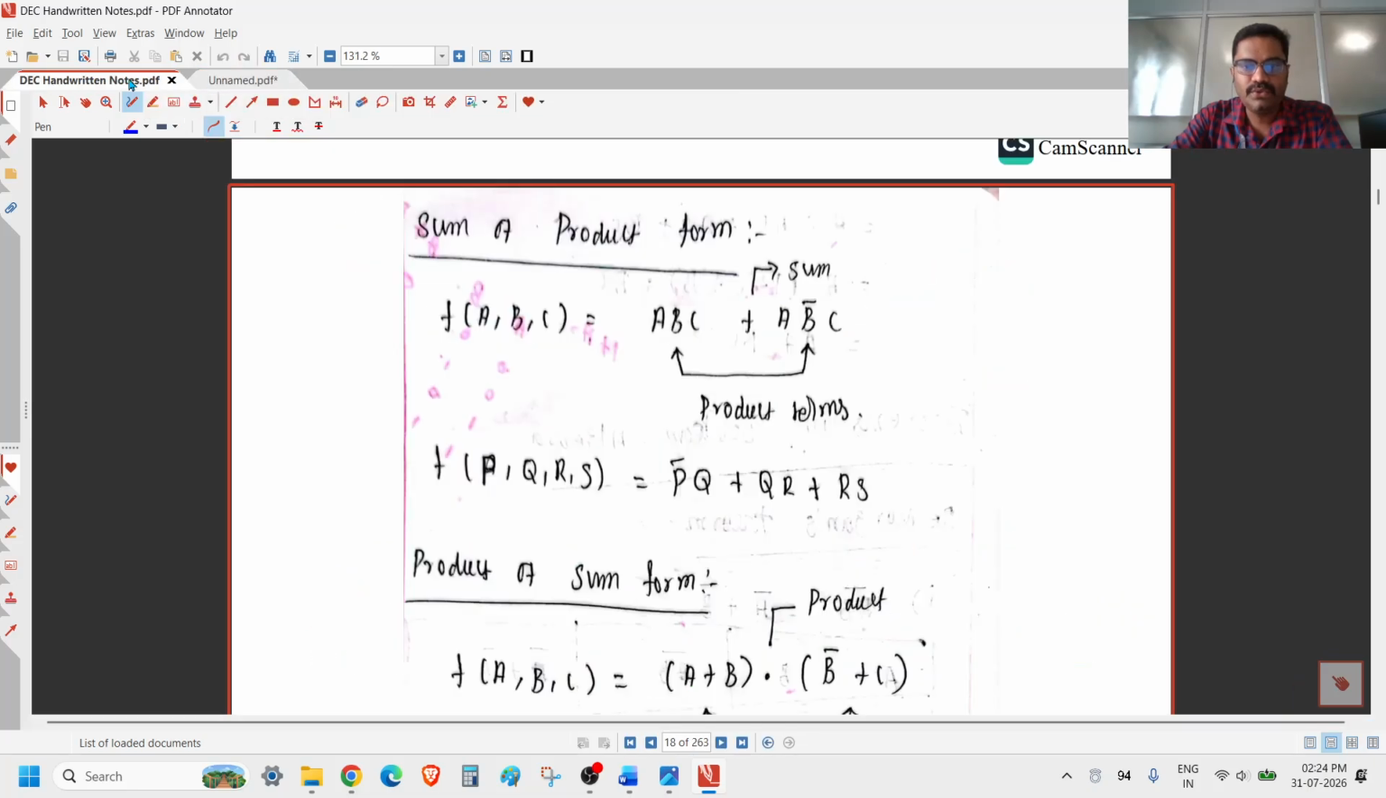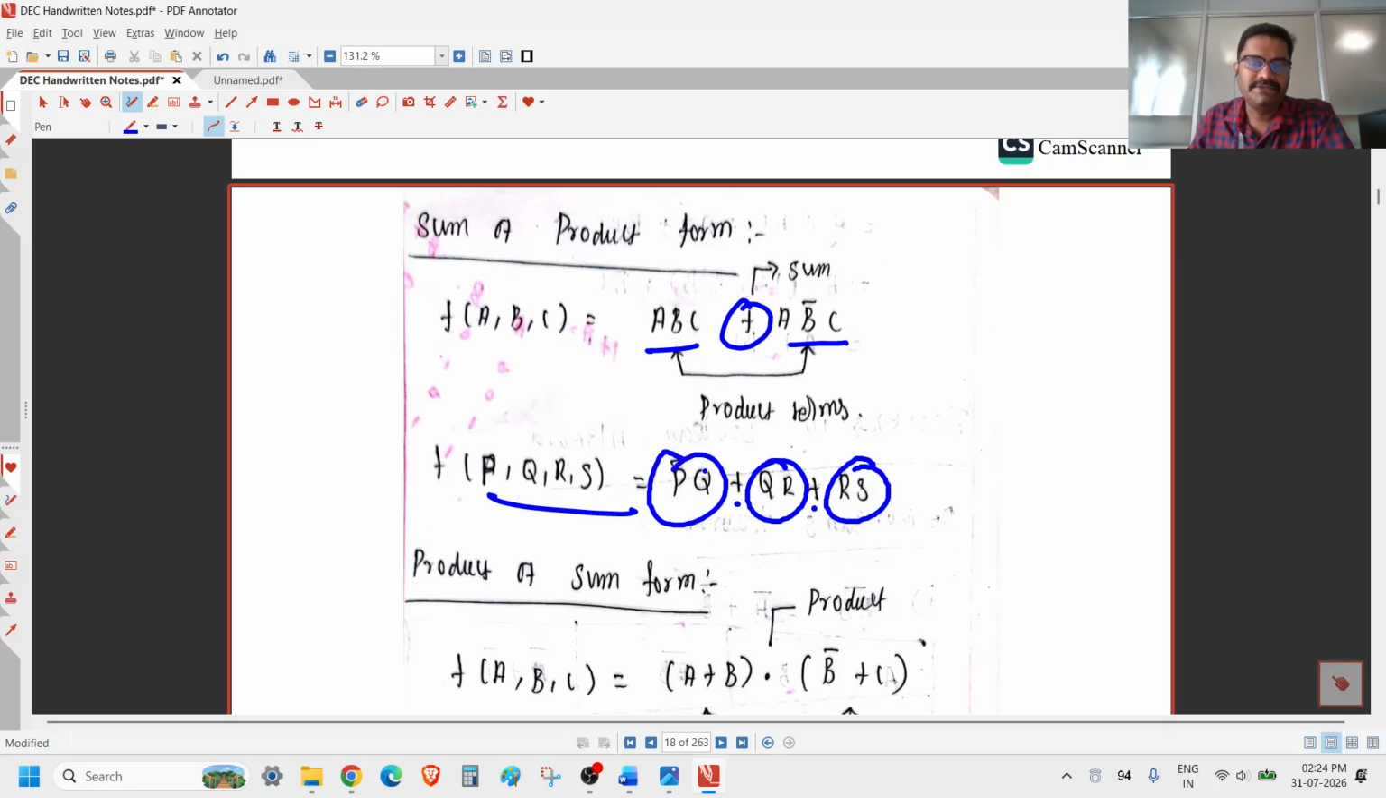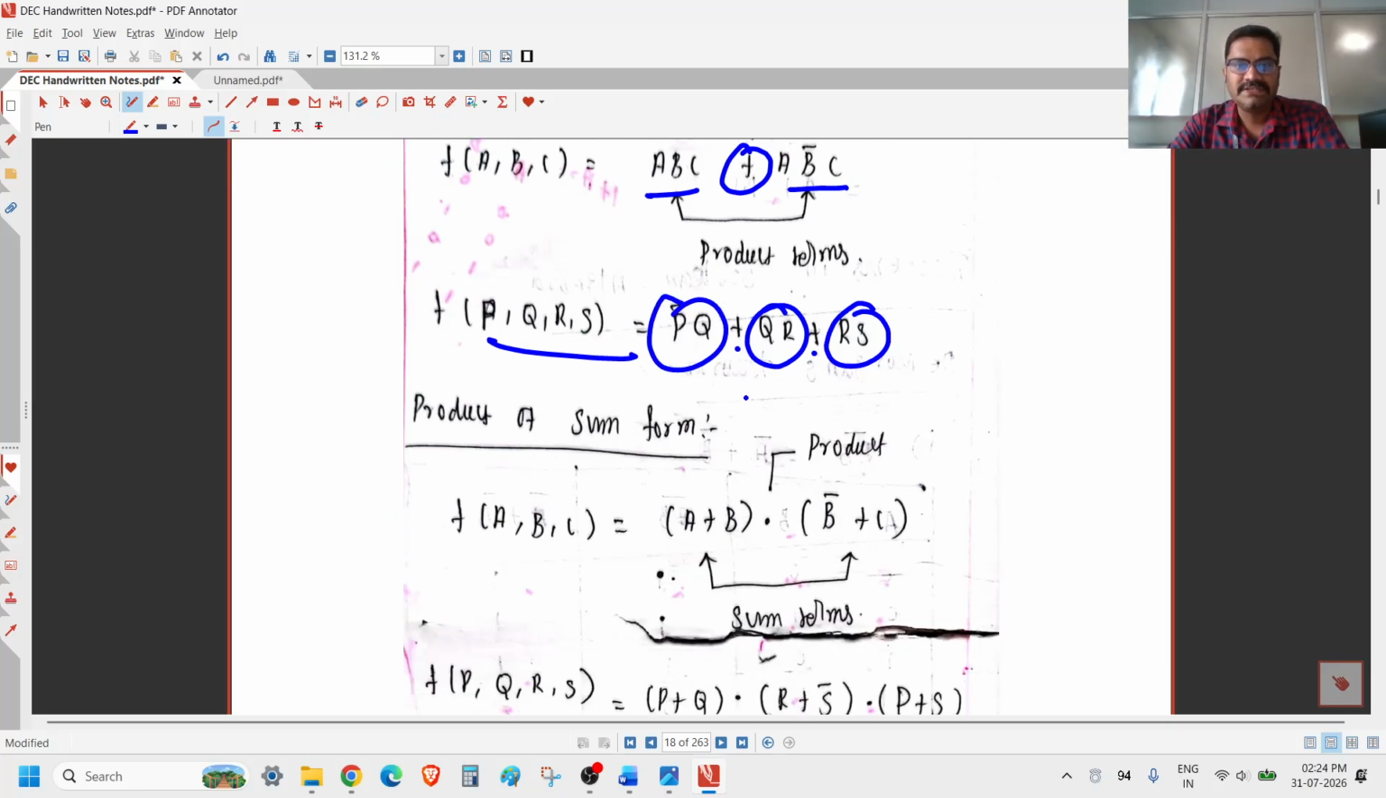So we'll go to the actual content. You can see sum of product forms, and I already told you, it is a sum of these products. That is why this is called a sum of product. That is ABC plus AB bar into C. Likewise, in terms of PQRS, I'm just mentioning here, P bar into Q plus Q into R plus R into S, right? So that is the sum of these products, that is why it is called the sum of product form.